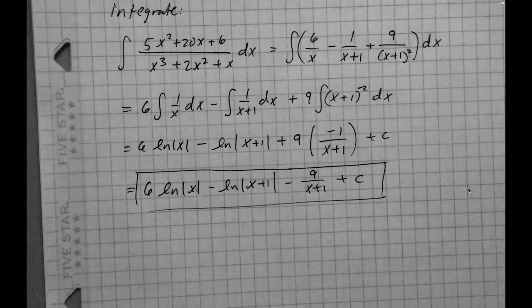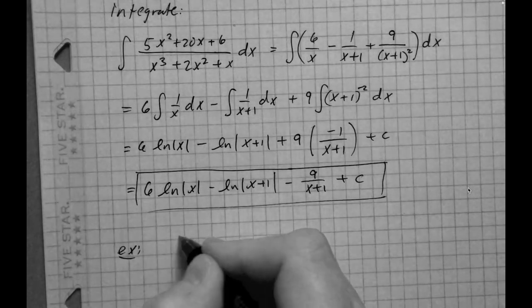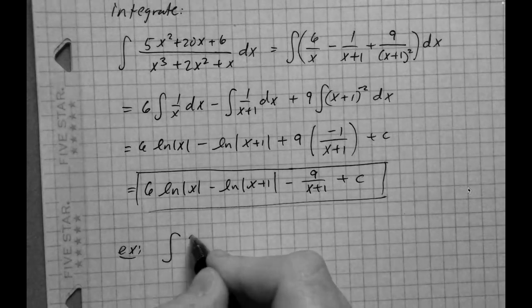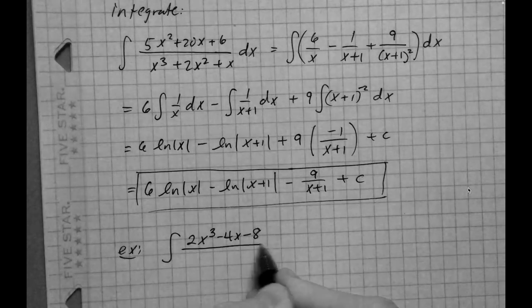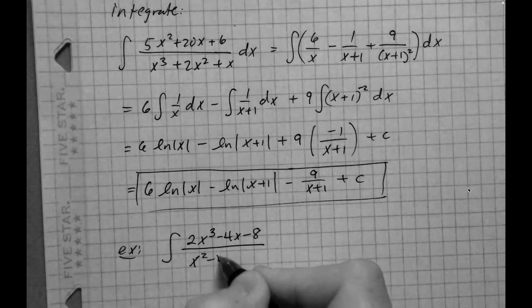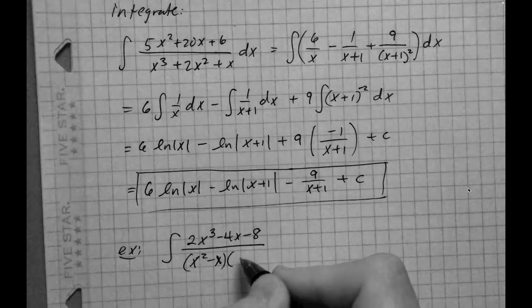So we've done the two cases that are kind of, I guess I'll say, the easier ones, right? What happens when we have a quadratic factor? When we're doing our partial decomposition, we have quadratic factors. Well, let's do an example. This one is already factored for us. So it looks like this: 2x cubed minus 4x minus 8 over x squared minus x, well, it's partially factored, not 100%, times x squared plus 4.